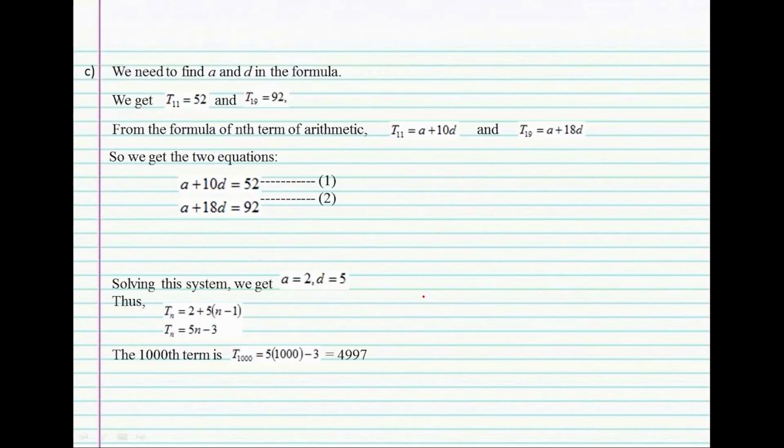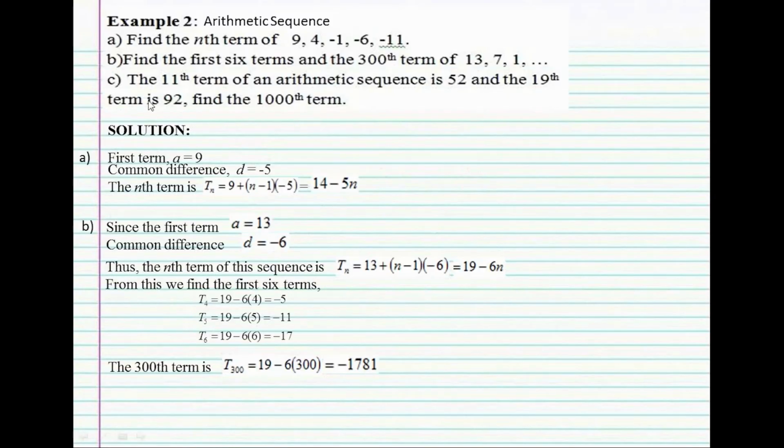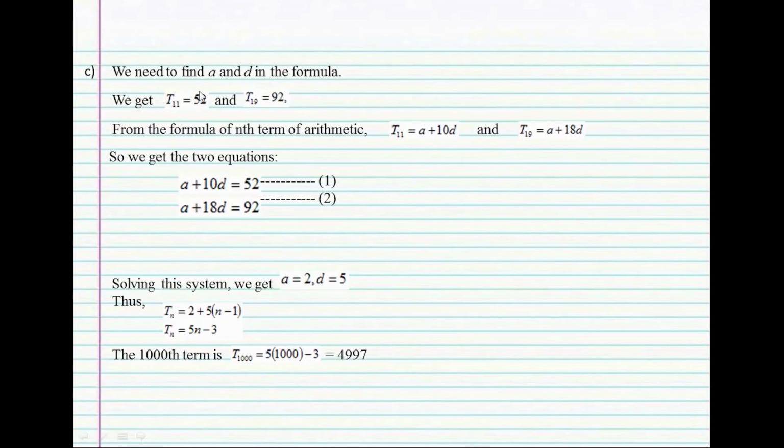-1781. Part C. Let's look at the question first. We have to find the thousandth term given that the T11 of an arithmetic sequence is 52 and the second equation is T19 equals 92. So we take out the information T sub 11 equals 52, and then the second information given, T of 19 equals 92.